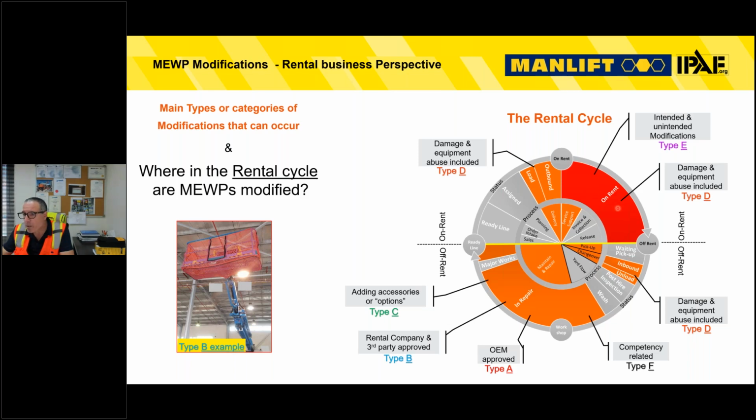But this red part of the pie here, when MEWPs are on rent, is where the vast majority of changes are taking place. Unauthorized modifications are happening to mobile elevating work platforms that we have to deal with as a rental organization. We have type E and D. So what's type E? Unintended and intended modifications. An operator or a user of the equipment making a change, maybe taking something off, adding something, modifying something because they think it's going to help them do their work, either in a better way or maybe in a faster way, for example. And we have quite a bit of damage and equipment abuse taking place when the machine's on rent.